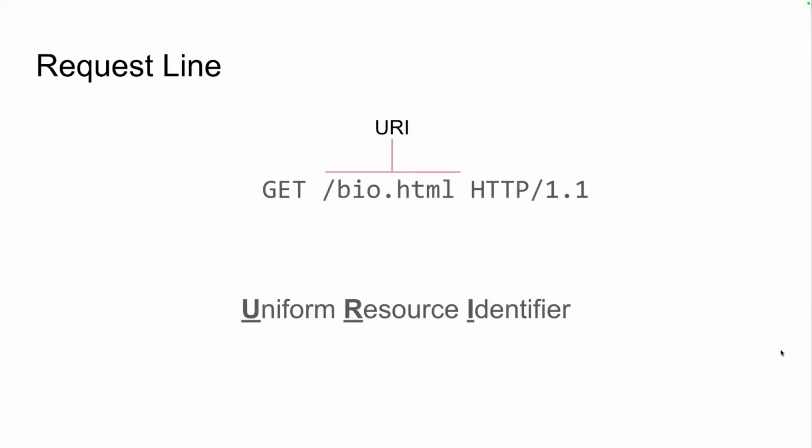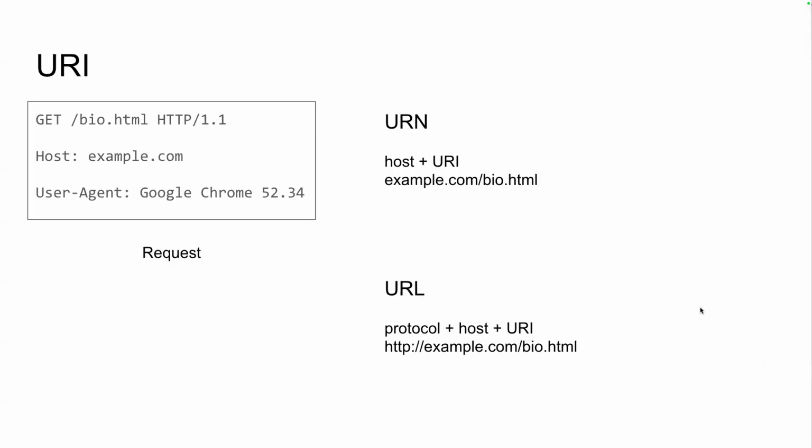All right, so here we go into the request line and we have the Uniform Resource Identifier, otherwise known as the URI. This is what comes after our web address. So we have http://example.com/bio.html. Here is our Uniform Resource Identifier. All right, so the URI.